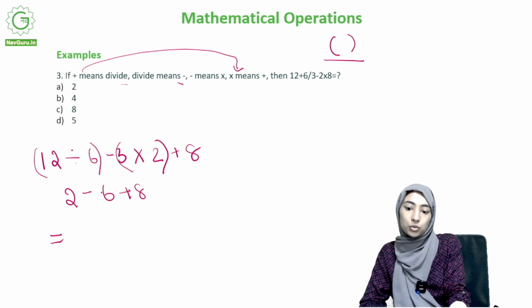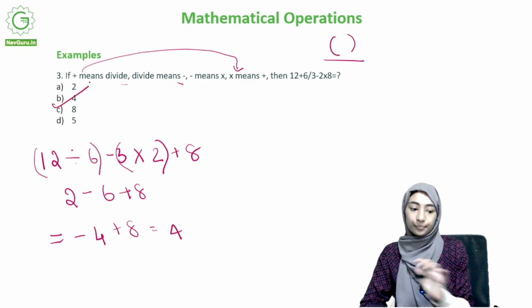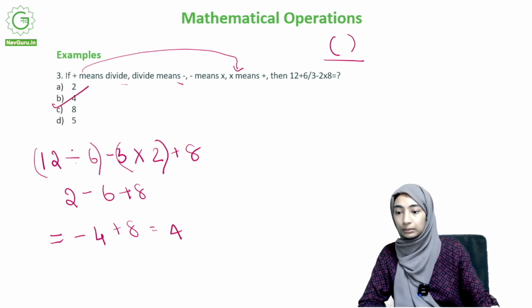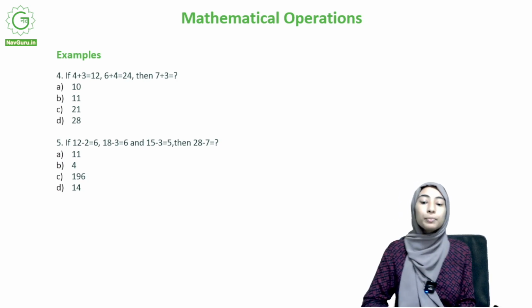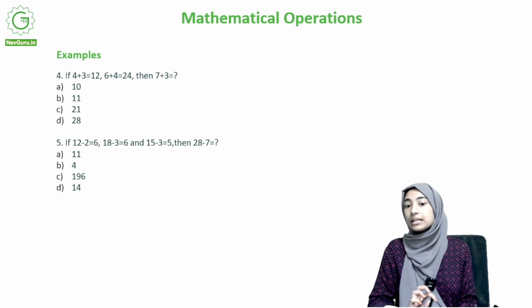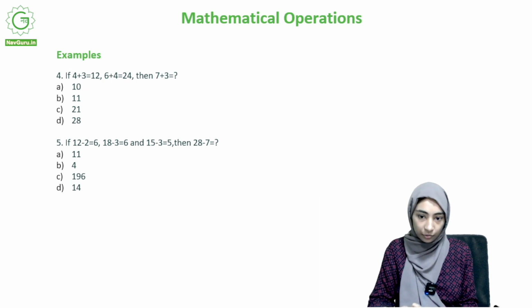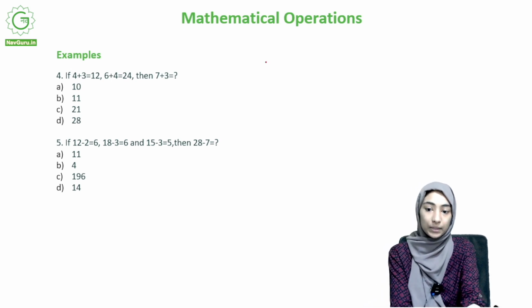What is the answer? 2 minus 6 is minus 4. What is minus 4 plus 8? 4. Right? So this is the answer. You're done. As simple as that. Okay. If 4 plus 3 equals 12, 6 plus 4 equals 24, then 7 plus 3 equals what?